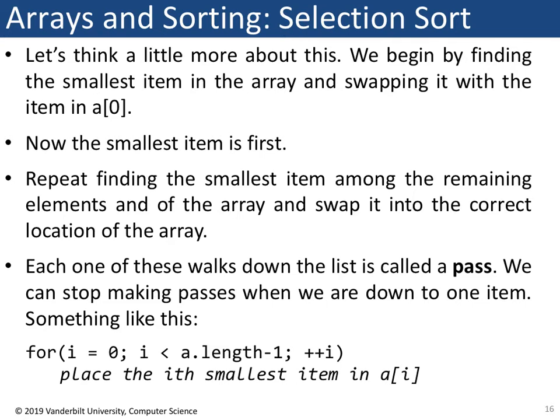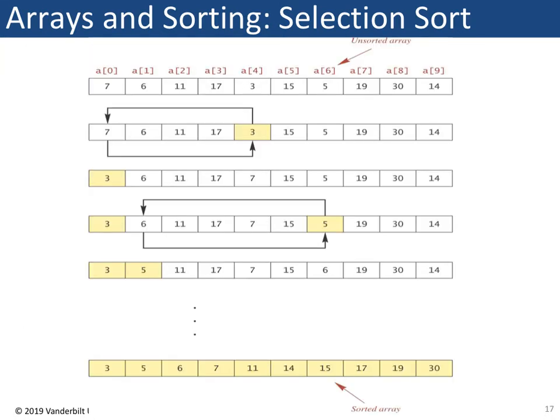Each time we are processing the array to find the minimum value, we're going to call that a pass down the array. And as we mentioned, we will stop making passes when we're down to one item, because we don't need to process the last item, as we know it must be the maximum remaining value. So let's talk through an example execution from a visual perspective.